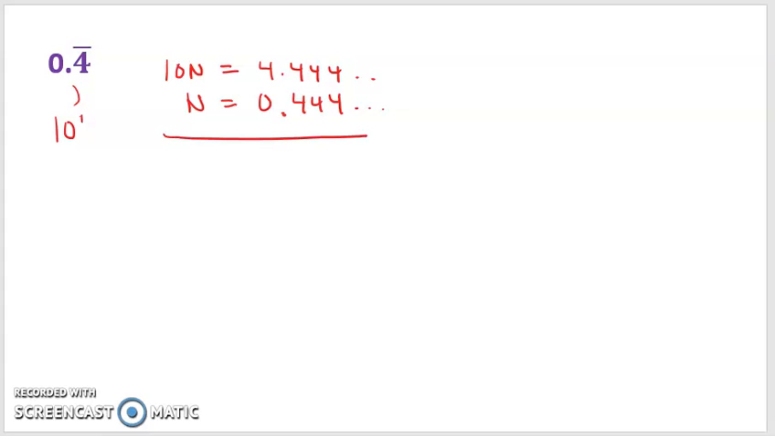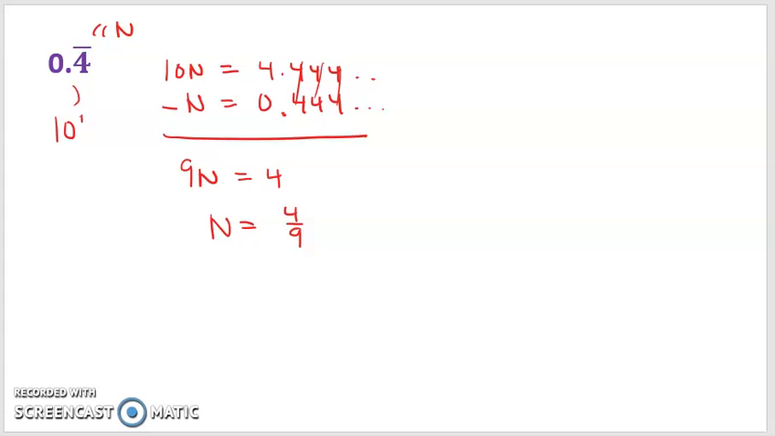Now, what we're going to do is subtract those. So 10n minus 1n becomes 9n. So 9 of the numbers I'm looking for, remember n is this number right here, 9 of those numbers, and let's do the subtraction. So the 4s cancel. That's the nice thing about this. Cancel, cancel, cancel, cancel, cancel, cancel, and you're left with just 4. So if 9n equals 4, then n equals 4/9.